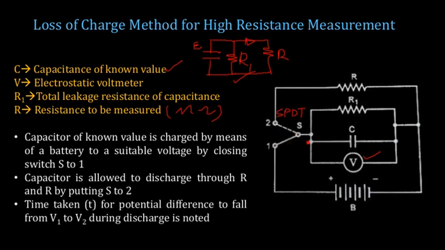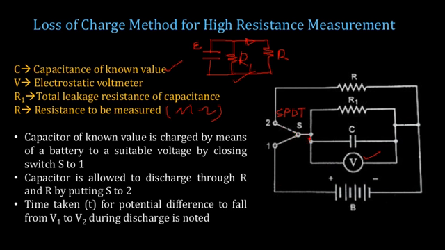So first we connect the switch to 1, and we have a circuit like this. We have a battery across the capacitor. Okay, and we complete the circuit like this, and once the capacitor is connected like this, the capacitor will be charging to the supply voltage, and the electrostatic voltmeter will be measuring that particular voltage. And once the capacitor is fully charged, or charged to some suitable high voltage, now what happens? You will be putting the switch to position number 2.